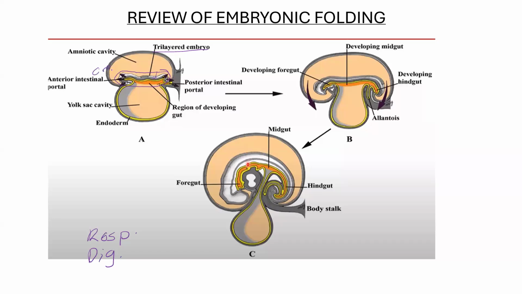So this is the cranial end. That's the cranial end. That's the caudal end. So you can see that you have a head fold. That's the head fold, and that is the tail fold. So this folding is the longitudinal folding, or the cephalocaudal folding, or the craniocaudal folding.